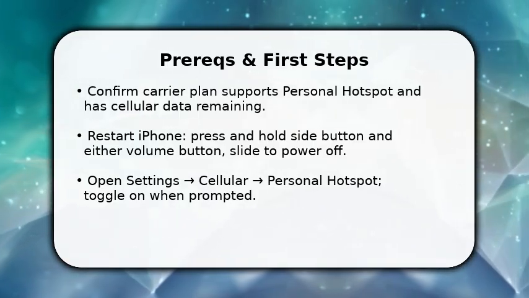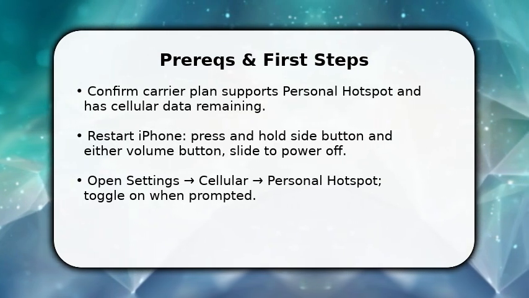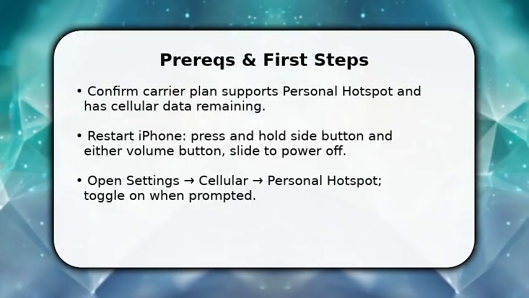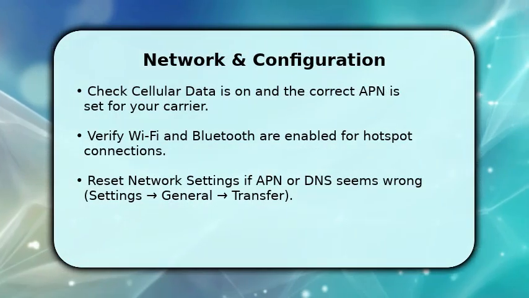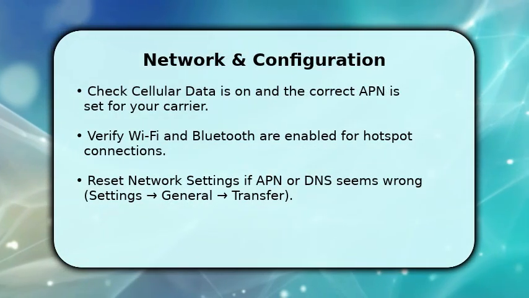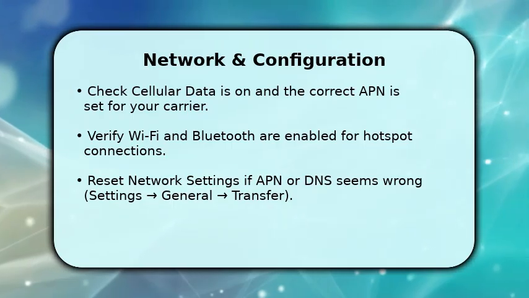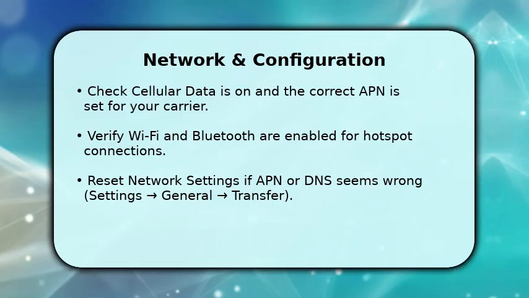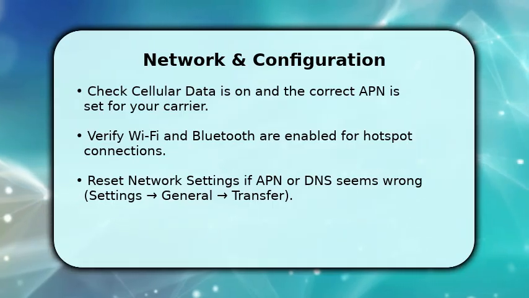Make sure airplane mode is off so radios can reinitialize after the reboot. Next, you inspect network configuration. Ensure cellular data is enabled and that the carrier APN matches the plan. Mismatched APN blocks tethering. Once done, enable both Wi-Fi and Bluetooth. Personal Hotspot uses them to advertise and connect.